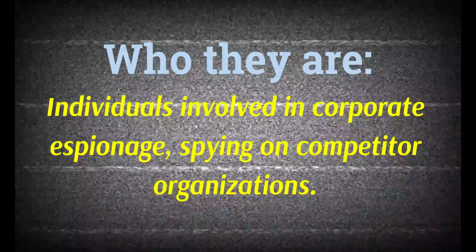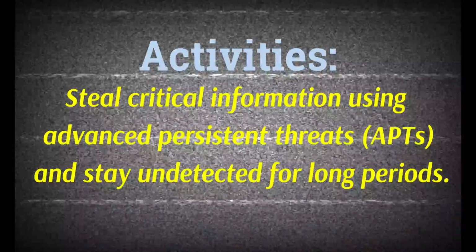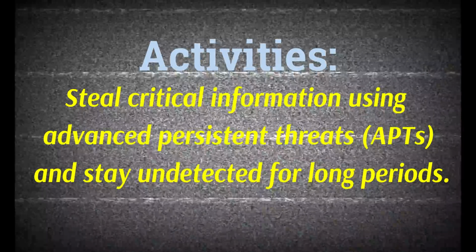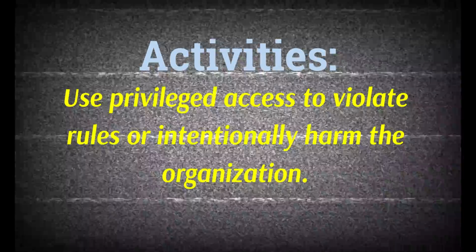Industrial spies. Who they are: individuals involved in corporate espionage, spying on competitor organizations. Activities: steal critical information using advanced persistent threats and stay undetected for long periods. Insiders. Who they are: trusted individuals with access to critical assets within an organization. Activities: use privileged access to violate rules or intentionally harm the organization.